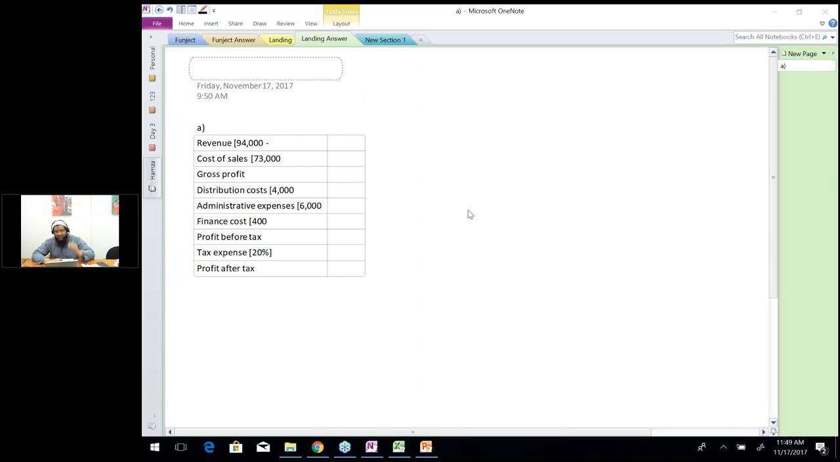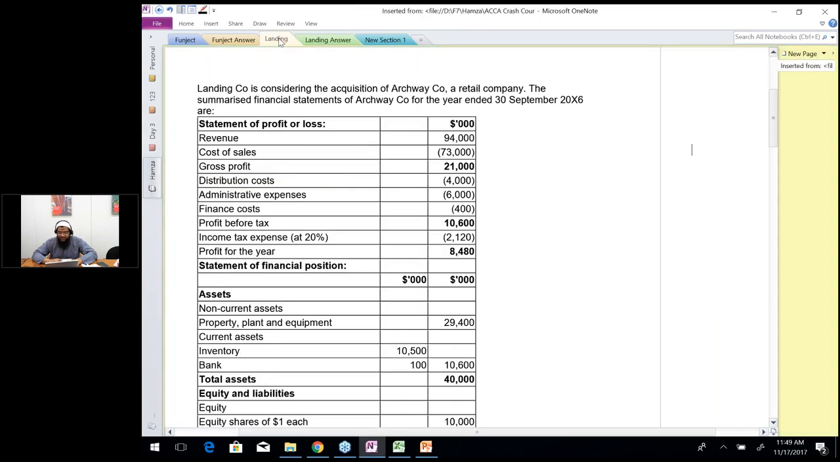Yes, Simran, we actually have to restate only five things, but obviously we are going to use the entire income statement for the purpose of analysis. So I'm writing all and then we will be giving the answer of those specifically required.